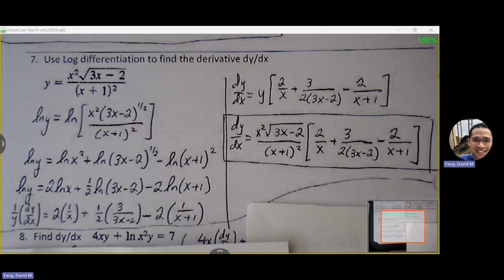Okay, number 8, find the derivative. Three things that I want you to point out about this problem. What's involved in this process? Product rule. Which part? Product rule derivative is only once. Where is that going to show up? 4x1. Yeah. So there's product rule for derivatives. Okay, good. What else do you see?